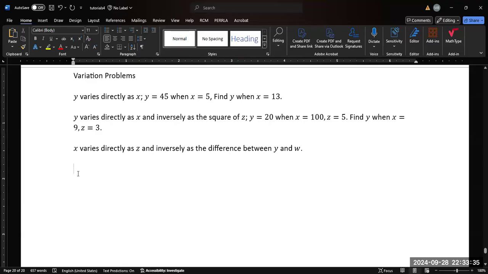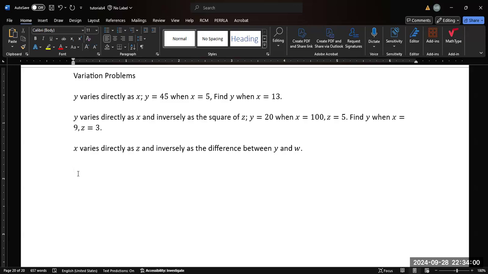All right, so in this video, we're going to be looking at some variation problems. We have examples with both y varying directly and also y varying indirectly. And then we have a third example that's a little bit more complicated to set up the equation, but we're only going to set up the equation.